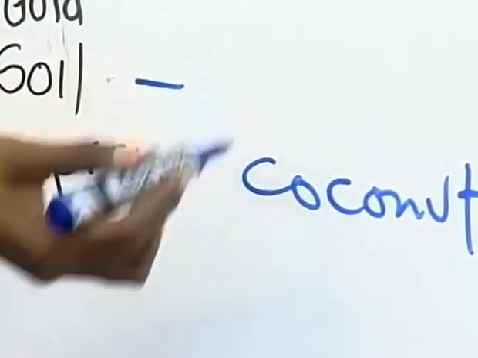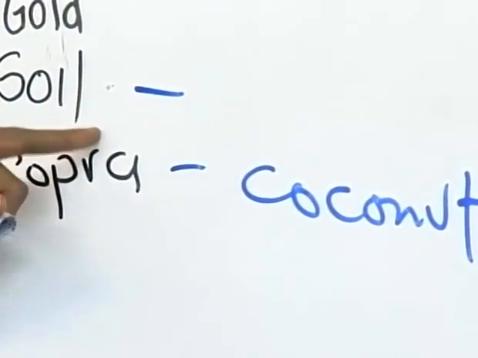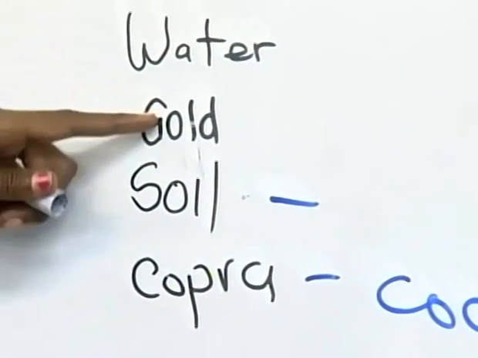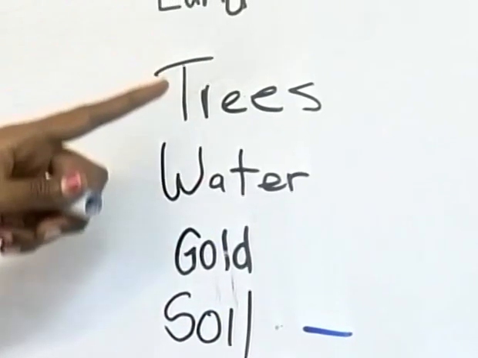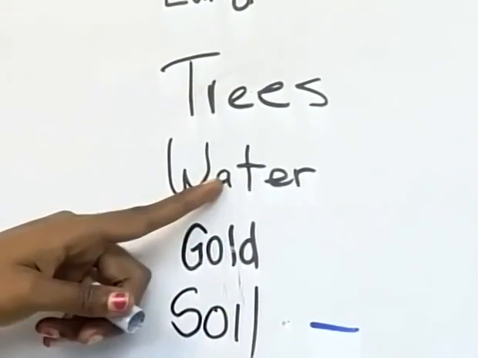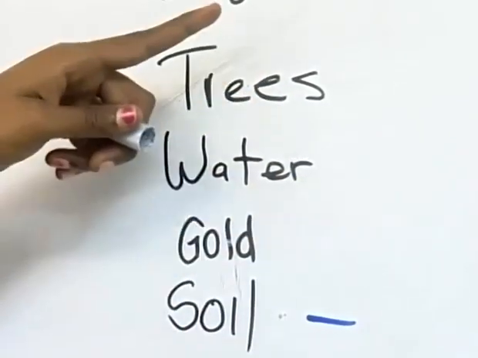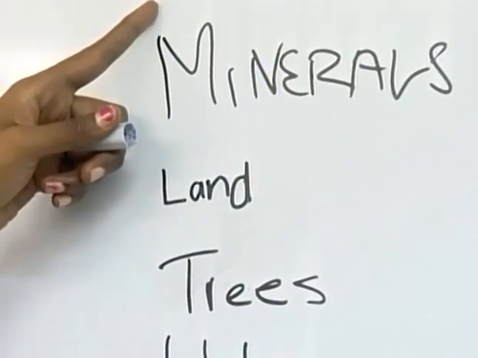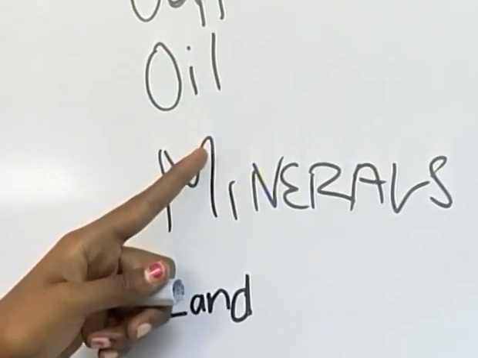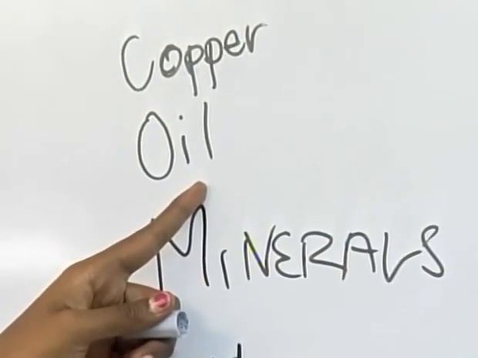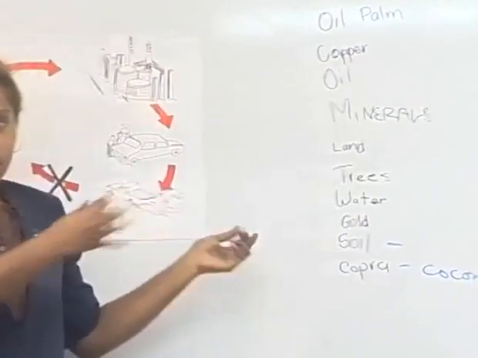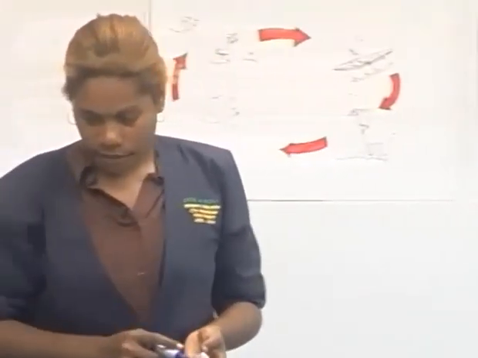Soil, we have the land. Gold, what do we call gold and copper? We can say minerals. That's a resource. Water is also a resource. Trees, land, that's part of soil. Oil can come under minerals, so energy resource. Oil palm. So those are some of your examples of resources.